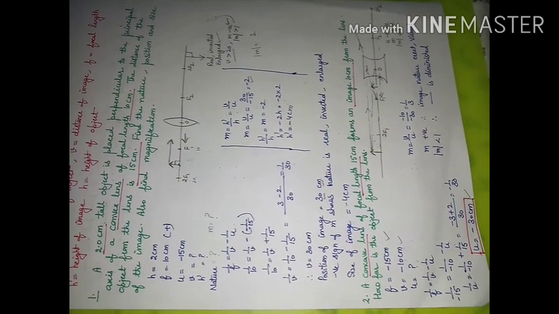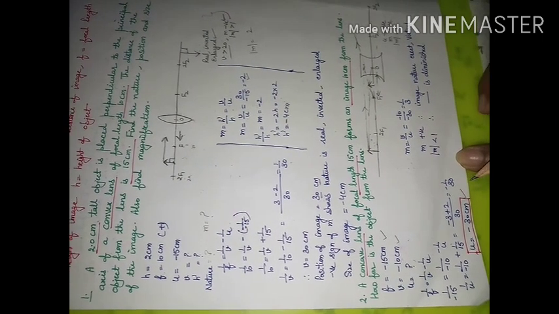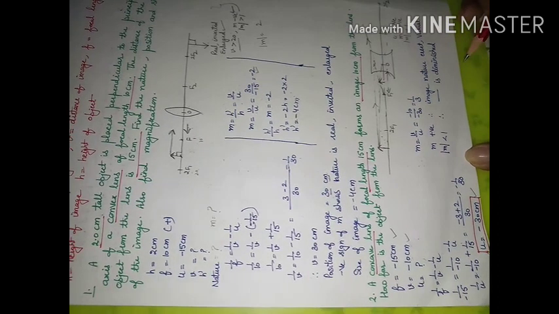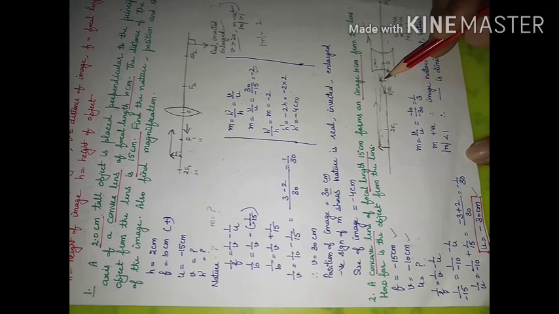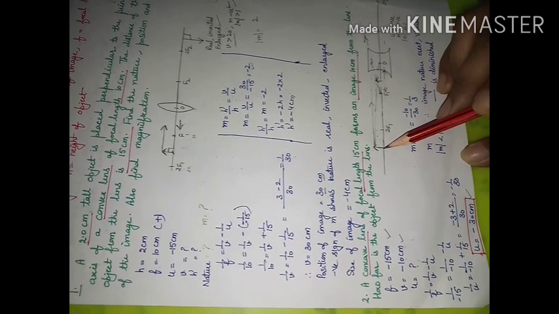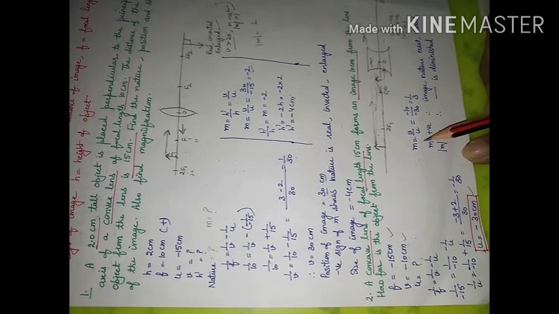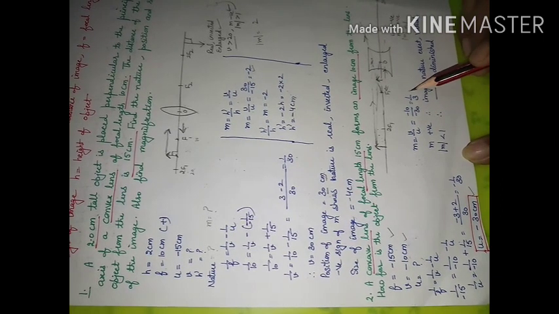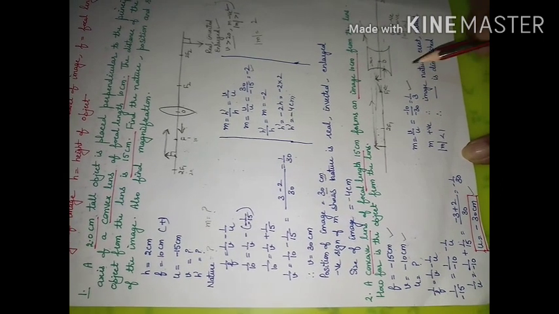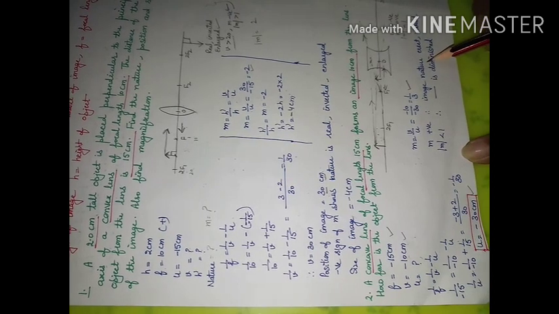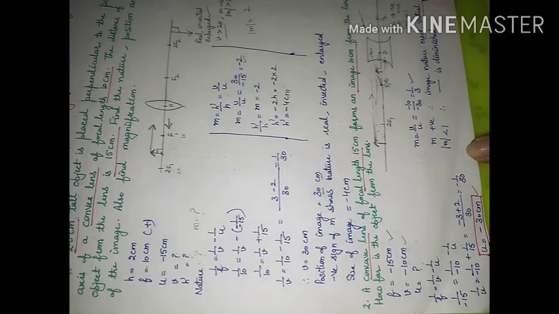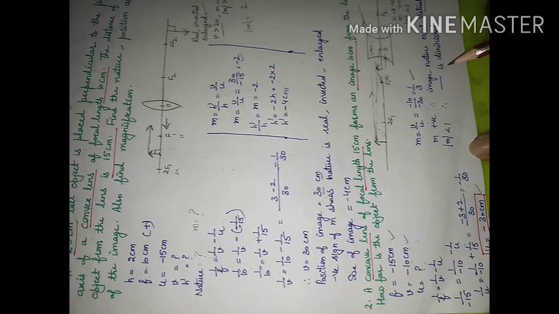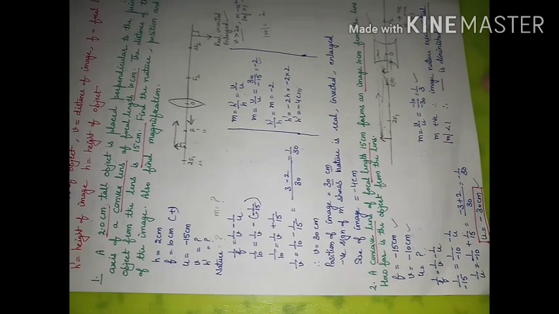And if you will find magnification, in this case magnification should be positive and its magnitude should be less than 1, because image formation will be smaller than the size of object. So m will be v upon u. Put value minus 10 upon minus 30, 1 upon 3, which is less than 1. Positive sign shows that image formation is erect and virtual, and as this is less than 1, image is going to be smaller than the size of object.